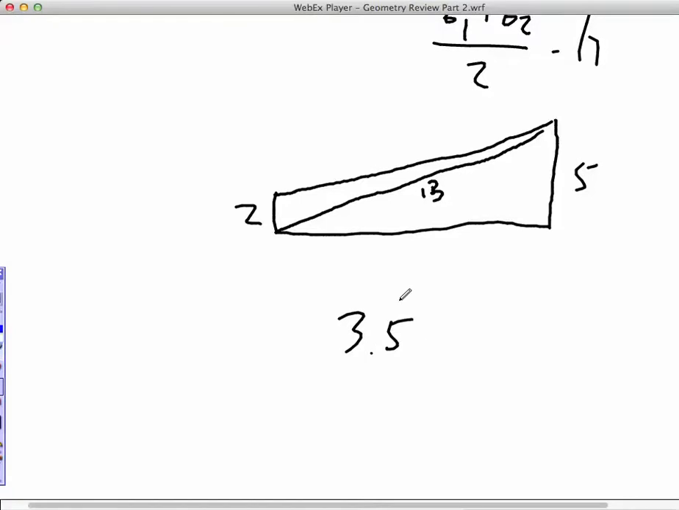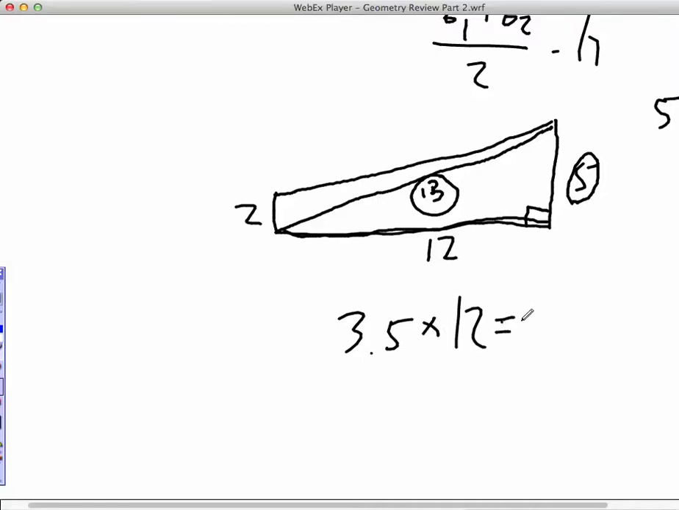Well, if we look here, we've got a right triangle. And furthermore, we've got a right triangle where we know that one of the sides is 5 and the hypotenuse is 13. Well, once you've been through the mill with these questions a little bit, you're going to immediately recognize that as a 5, 12, 13 right triangle, and therefore the length of this leg of the triangle is 12, and therefore the area is 3.5 times 12, which is 42, and that's the right answer.